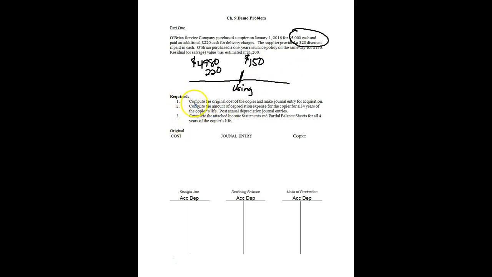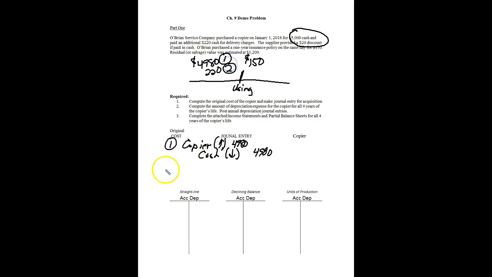So let's go down to our requirements. First off, we are to compute the original cost and make journal entries. So let's make journal entries. So here's transaction number 1. Would be a debit to some sort of asset account. I'm just going to call it copier. We could have debited equipment, whatever we want to call the asset. So $4,980, and cash would have gone down $4,980. So we have really an asset exchange. We give up cash in exchange for the copier.